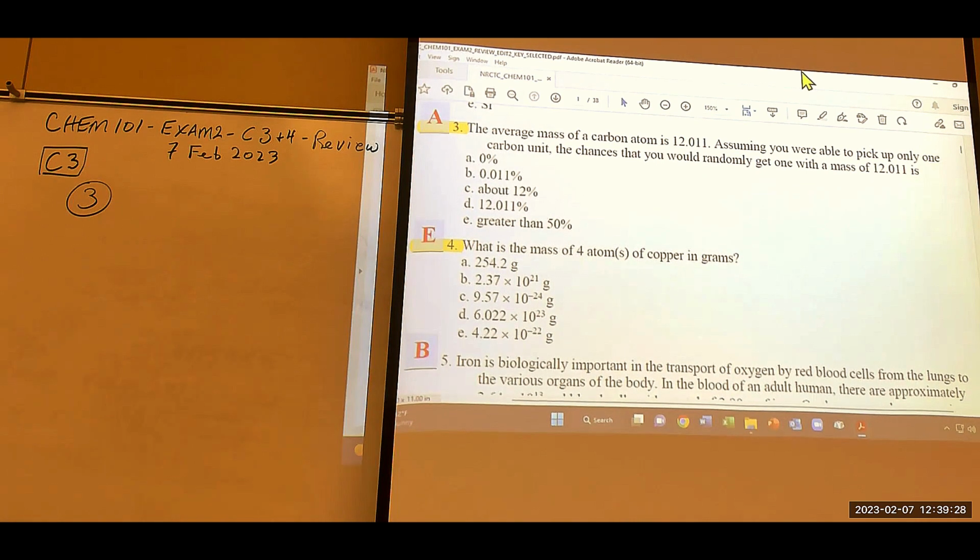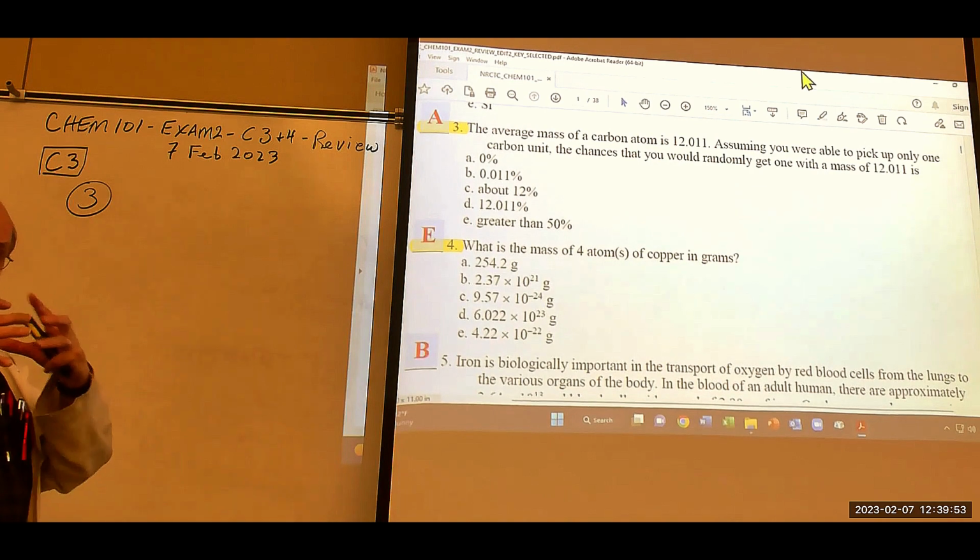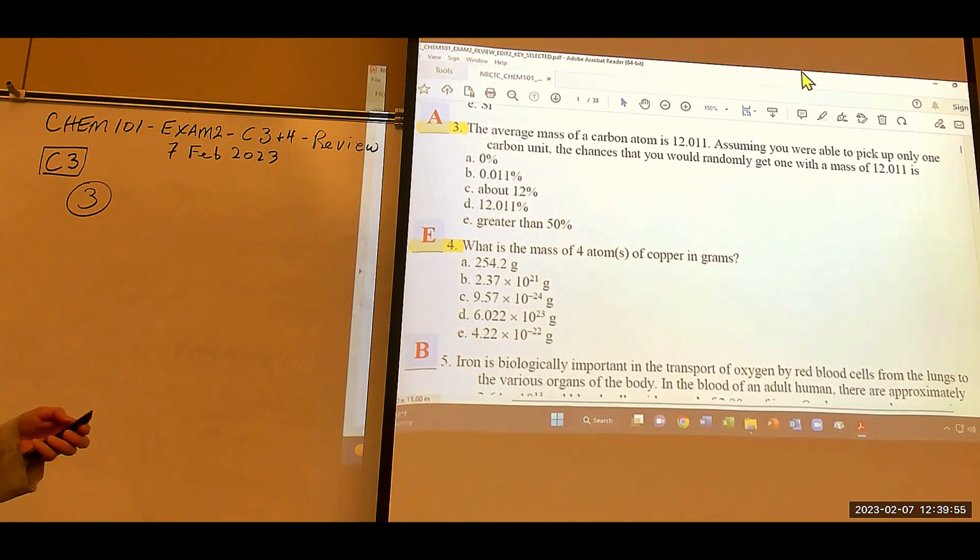So we're not talking about just the carbon 12 isotope when we give that number. But assuming you were able to pick only one carbon atom, the chances that you would randomly get one with a mass of 12.011 is what? 0%. You would not find one with exactly that mass because it's a weighted average. It's not a real atom. It's an average of a collection of atoms. Trick question.